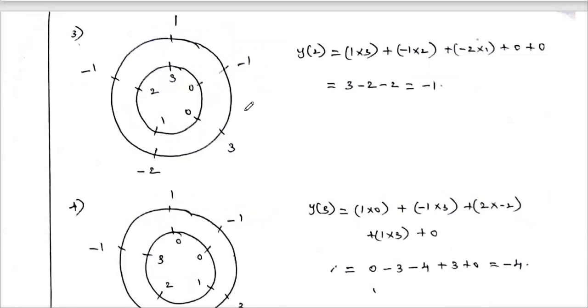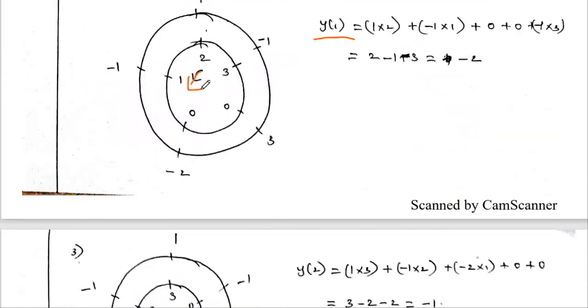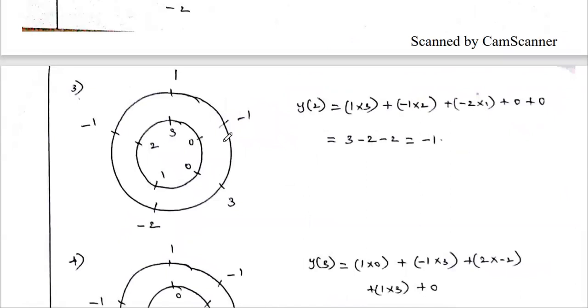Similarly, for the third step, again you just rotate the inner circle of step number 2 by 1 position. So you rotate this inner circle by 1 position in the anti-clockwise direction. So this 1 comes to here, this 0 comes to here, this 0 comes to here, this 3 comes to here, this 2 comes to here. Again you multiply these two data, so we will get the answer y of 2. It is minus 1.